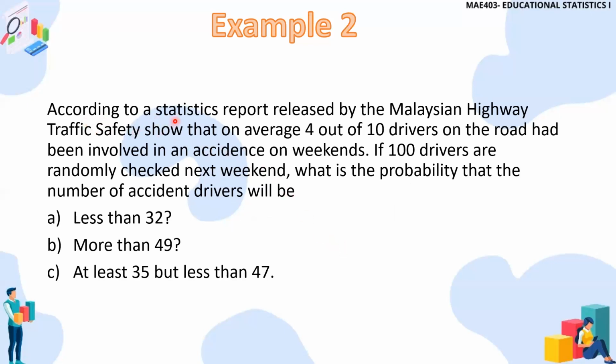Next example, according to the statistic report released by the Malaysian Highway Traffic Safety, on average, 4 out of 10 drivers on the road had been involved in accident on weekends. If 100 drivers are randomly checked next weekend, what is the probability that the number of accident drivers will be less than 32, more than 49, at least 35 but less than 47?